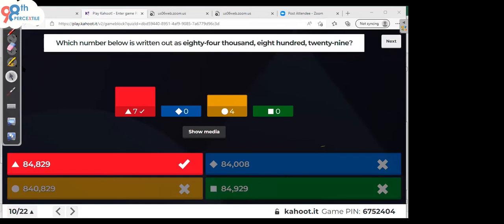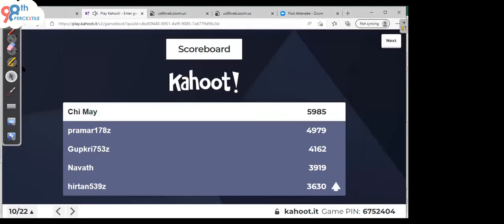Okay, with that, let's check the scoreboard. Chimay is again on top. Very good, Chimay. Pramar, Gupkri, Navat, and Hirtan have come up.